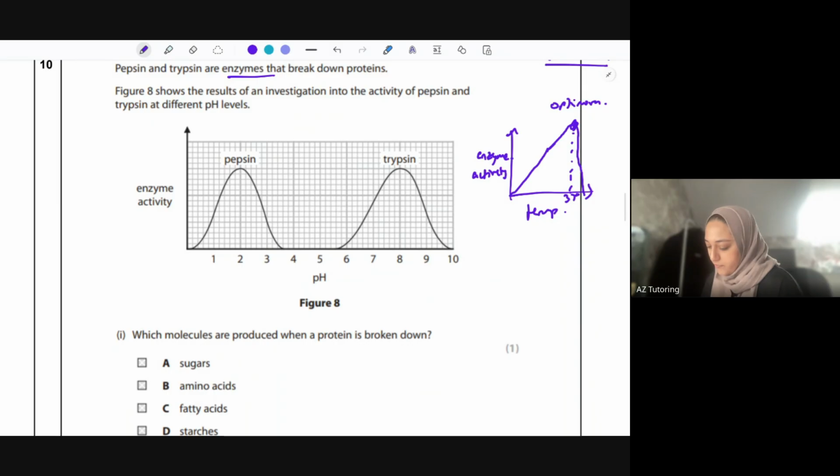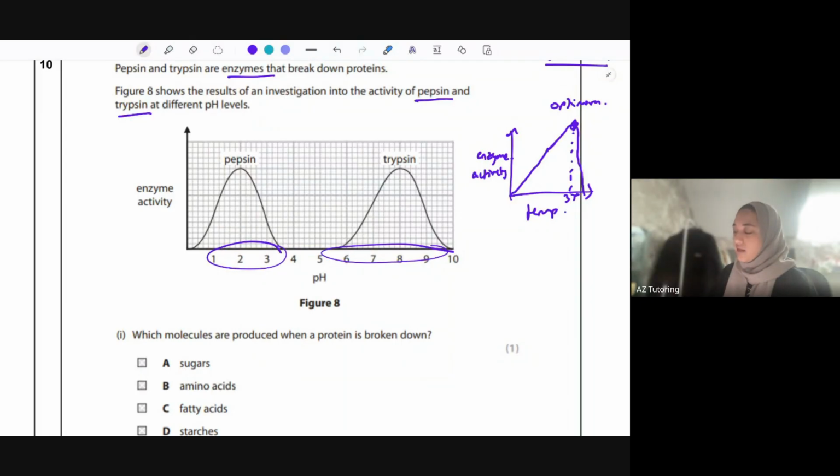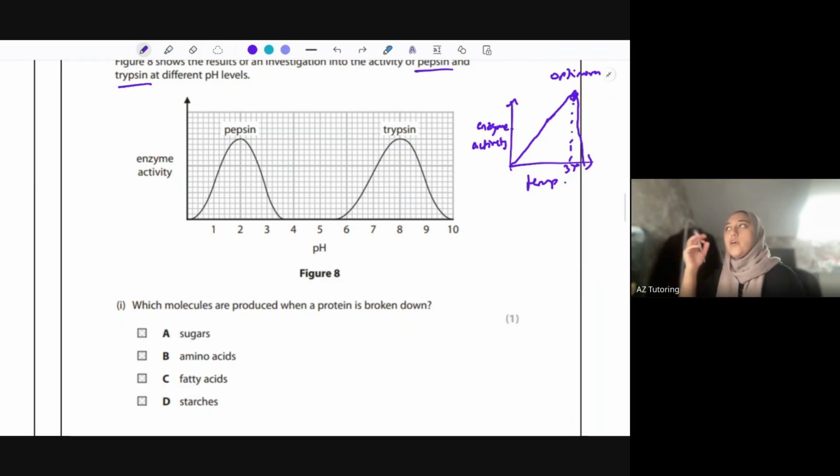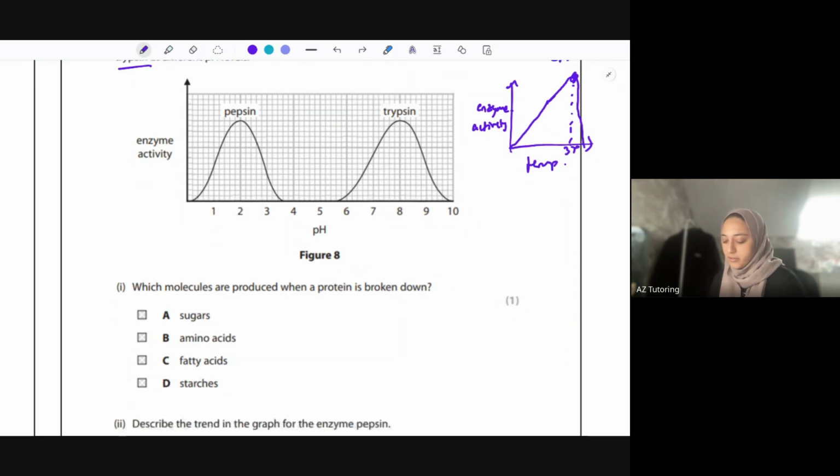Okay, so we've got figure 8, which shows the results of an investigation into the activity of pepsin and trypsin at different pH levels. So we can see pepsin works at acidic levels. Remember, a lower pH is acidic, and trypsin works at a higher pH level. That's more alkaline, basic, essentially. So they work in different conditions. If I was to think where is acidic in the body, that's the stomach. We've got hydrochloric acid. So we find pepsin inside the stomach. I think it's a type of protease, but you don't need to memorize that.